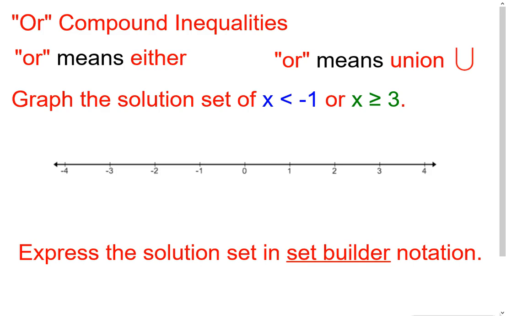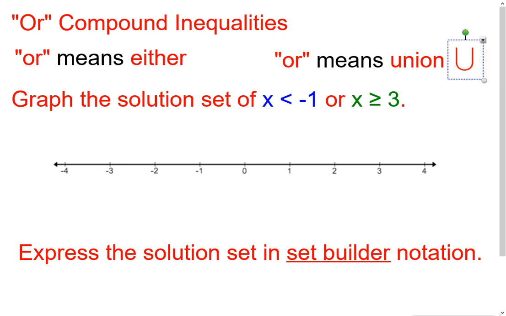On our second example here, now we're going to look at an or inequality. Now a couple little reminders here. The word or means either. The word or also means union. In other words, the union of two things, or sometimes it could be 3 or 4. But the ones we're going to look at, we're going to have a union of two things.